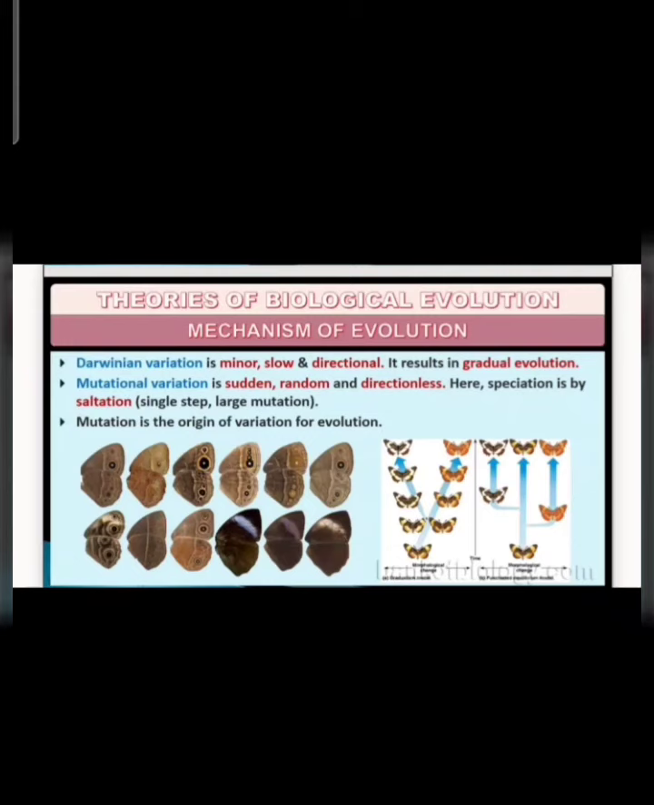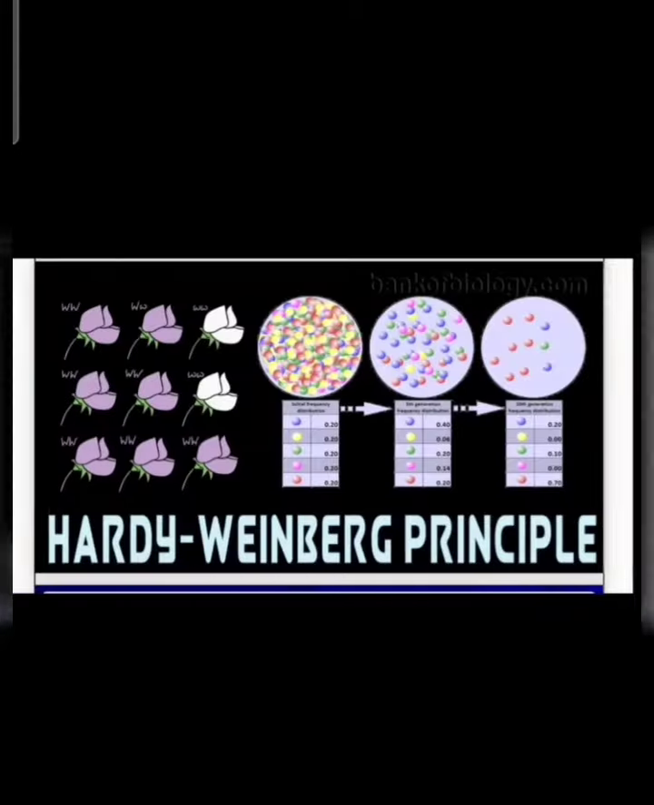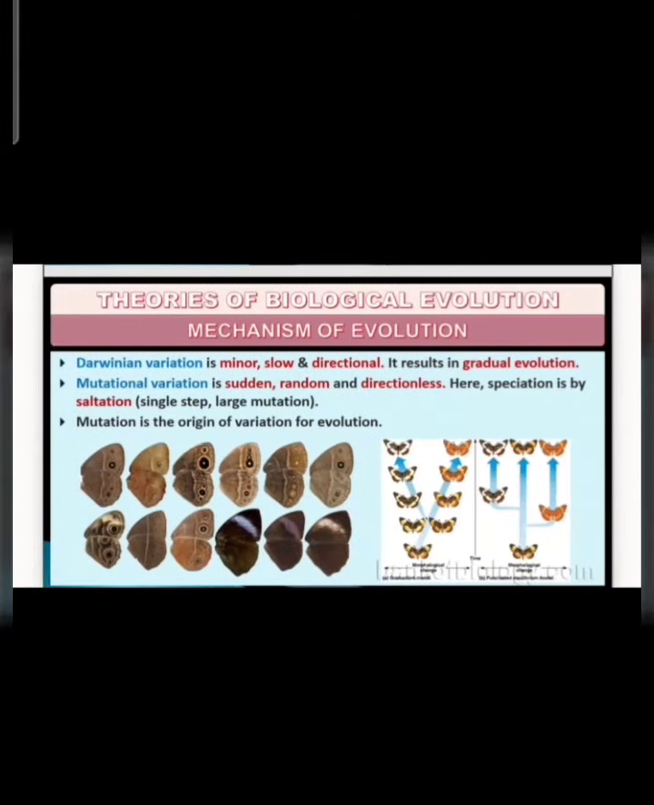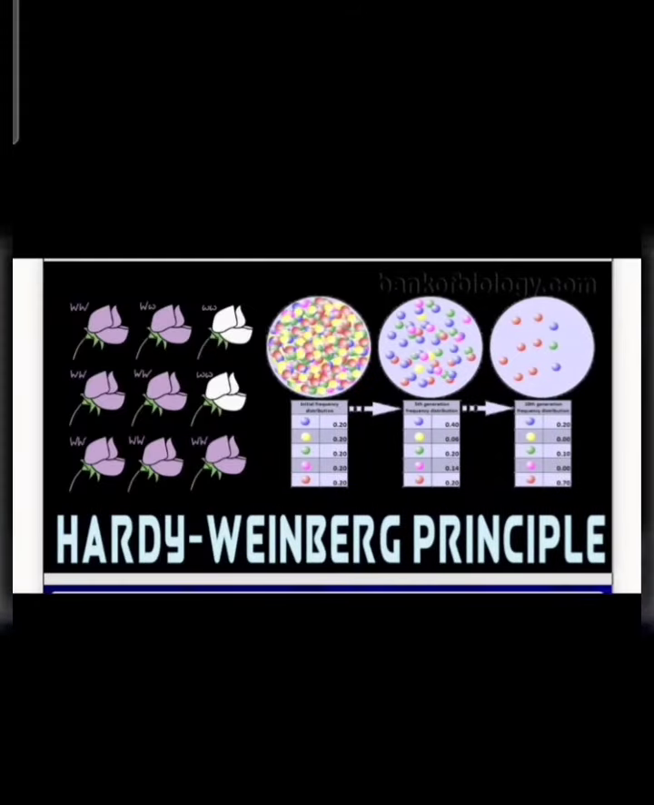We have studied what is mutation. So sudden change in the genetic material. Types of mutations are also there. So based on that only, the morphological changes will also occur. So the character changes, the production of new varieties will also occur due to the mutation, which is very random and it is not having any direction. Okay, so these are some theories of biological evolution.